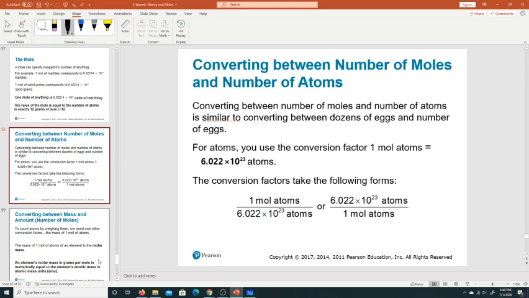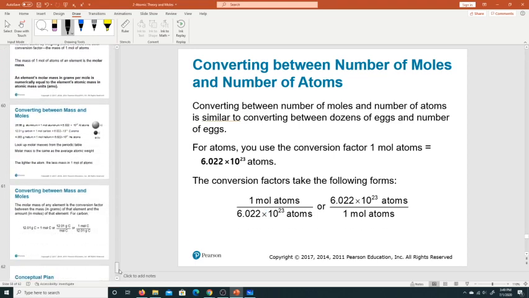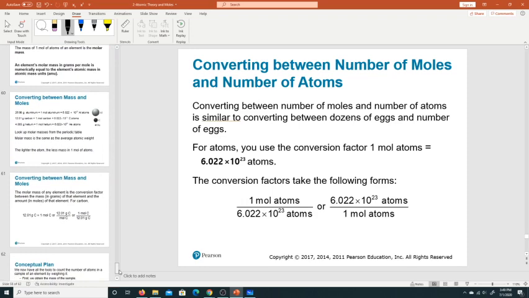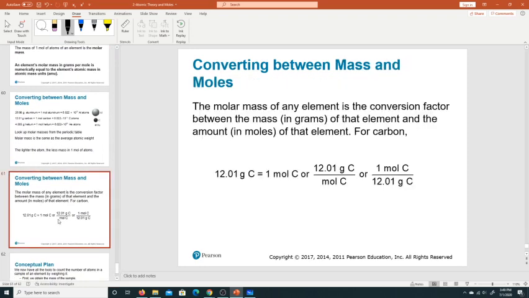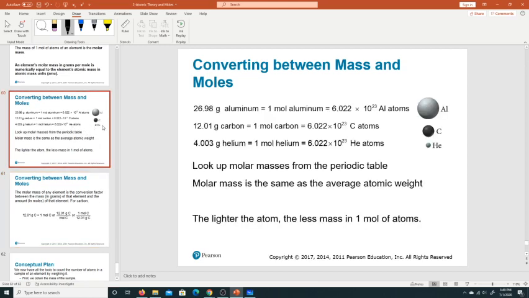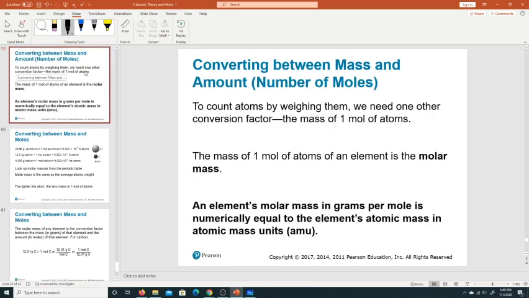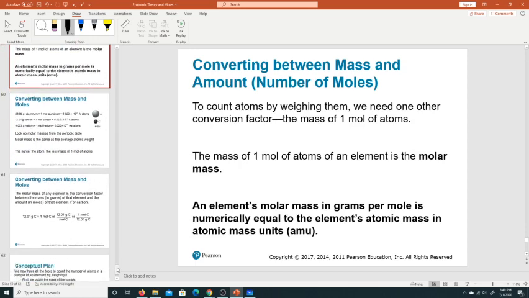So let's see. Let me jump ahead a little bit here. This is what I mentioned. In the case of carbon, 12.01 grams is equal to a mole of carbon. We can use the average atomic weight in the periodic table to relate that to moles. It's easier to do some problems directly. Alright, so let's look at some example problems involving this.